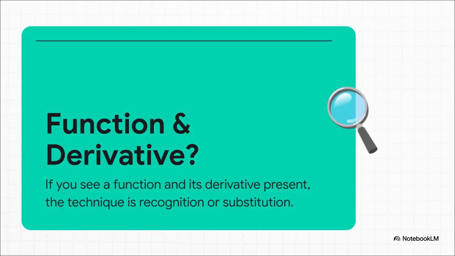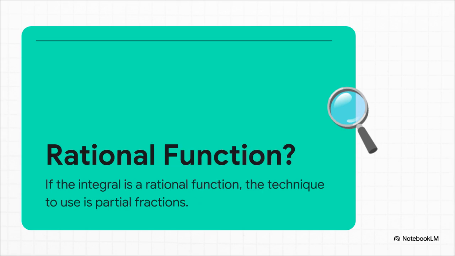So the very first thing you do is scan the integral. Ask yourself, do I see a function and its derivative just hanging out together? You know, like an x squared term and a 2x right next to it? If you spot that connection, boom, your job is simple. You're either using recognition or a straightforward substitution. Problem solved.